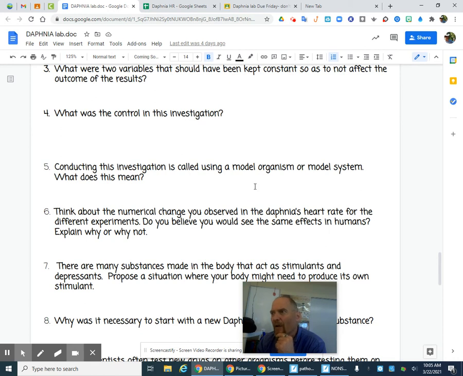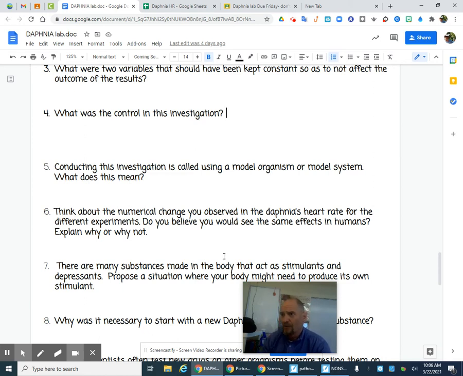Conducting studies with a model organism. Again, you can look up a model. Model organisms are all these organisms. We use flies and worms and Daphnia. It's to model something, to check out. We use these things because they're easy to grow. They have similar effects on them as on humans, something like that.